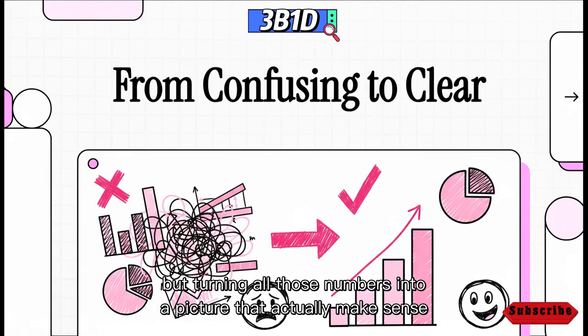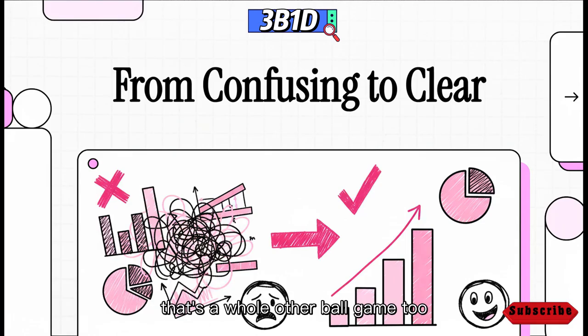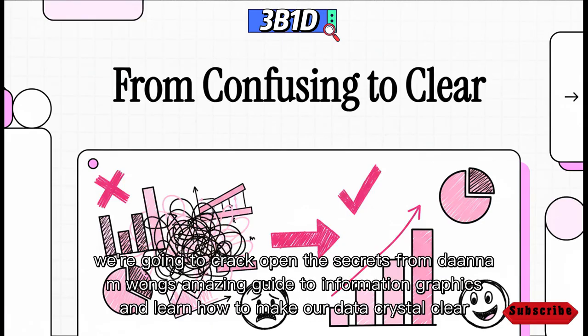But turning all those numbers into a picture that actually makes sense, well, that's a whole other ballgame. Too often, our charts are just confusing. So today, we're going to crack open the secrets from Dona M. Wong's amazing Guide to Information Graphics and learn how to make our data crystal clear.